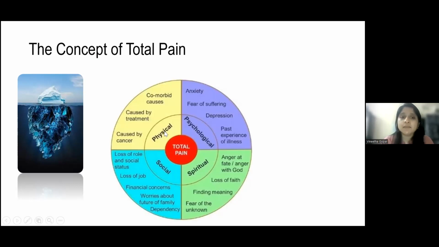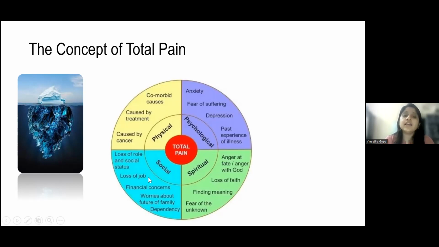So the physical pain means the pain caused by the cancer or the comorbid conditions or caused by treatment, and all this comes under the physical pain. The patient will have a lot of psychological problems like anxiety, depression, frustration. All this comes under the psychological domain. Then we have the spiritual domain. Why is this happening to me? The loss of faith in religion. All these things come under spiritual.